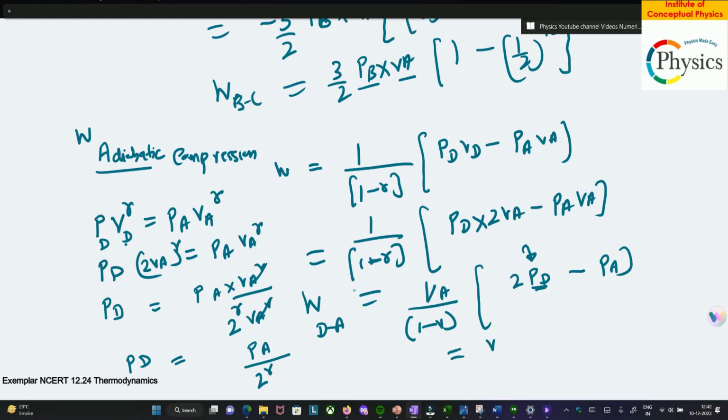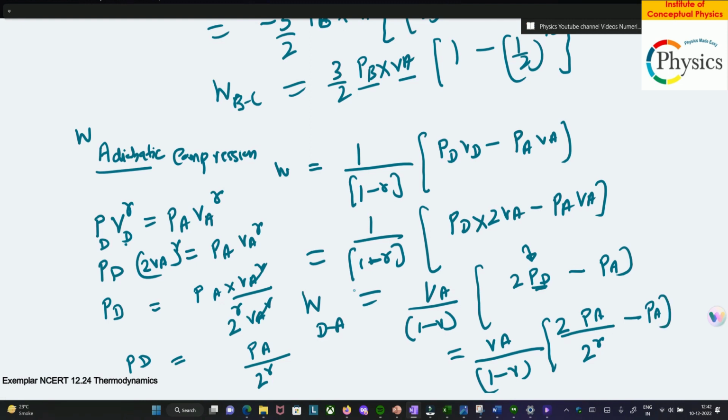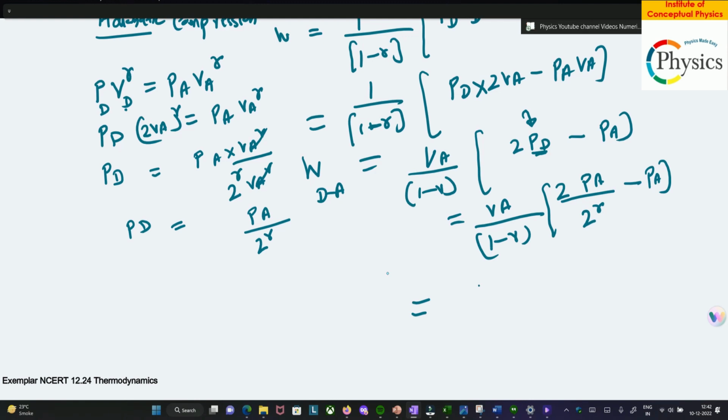You can always replace PD with this. So this will become VA upon 1 minus gamma, and 2 times PA upon 2^gamma minus PA. Take PA as common. So VA PA upon 1 minus gamma, and 2^(1 minus gamma) minus 1.